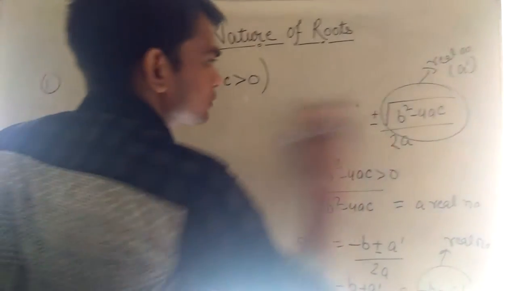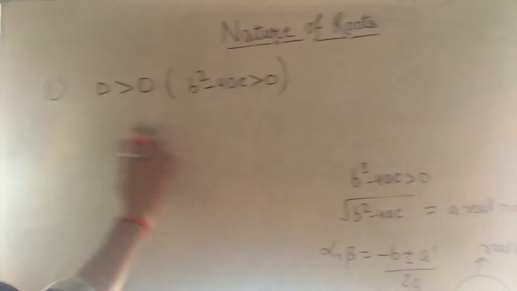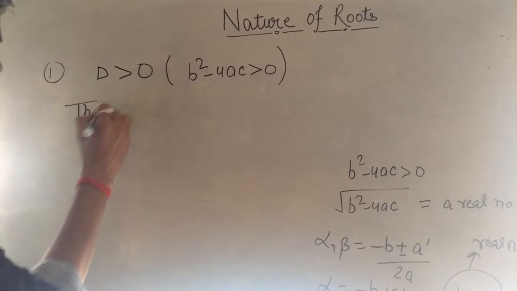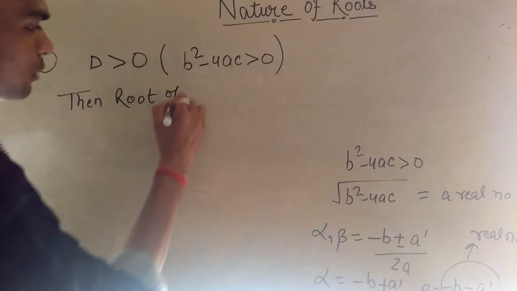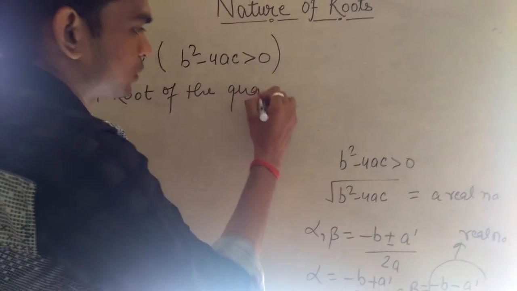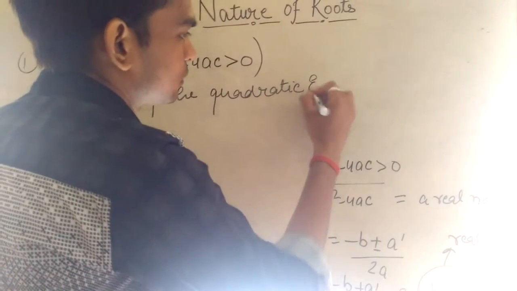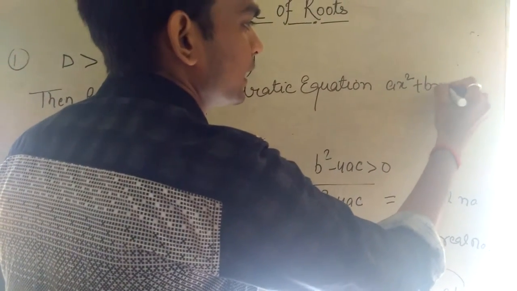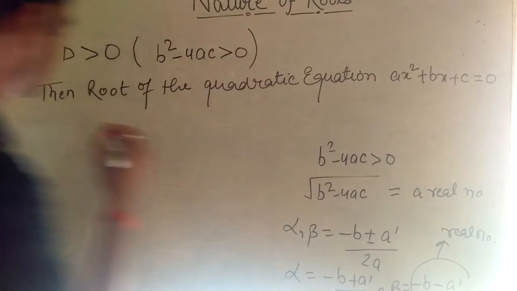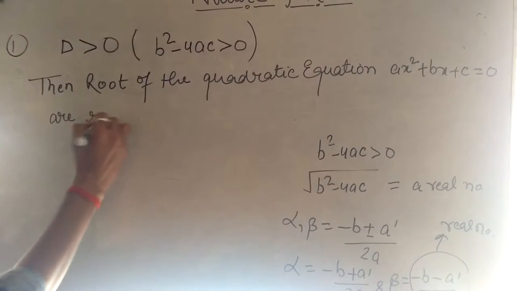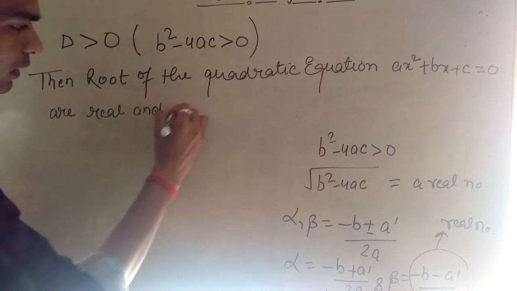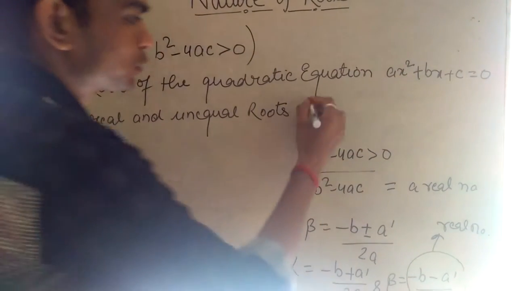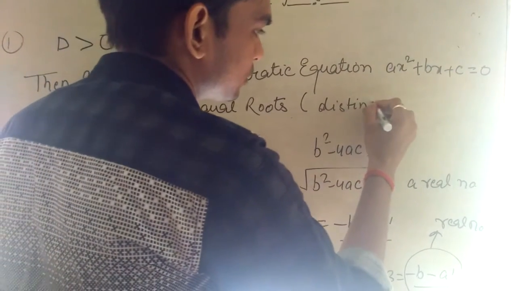So, to make a conclusion: if the discriminant b square minus 4ac is greater than 0, then the roots of the quadratic equation ax square plus bx plus c equal to 0 are real and unequal roots, also called distinct roots.